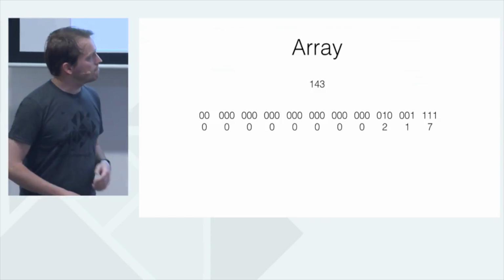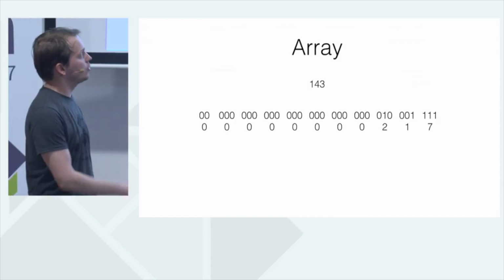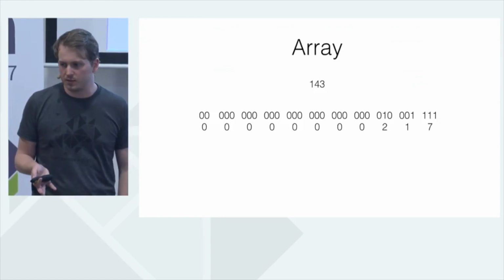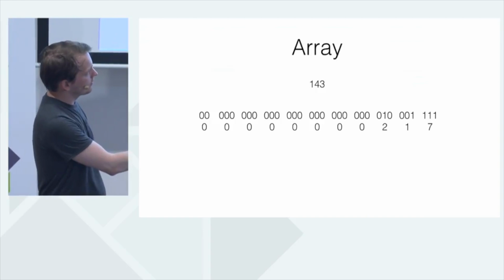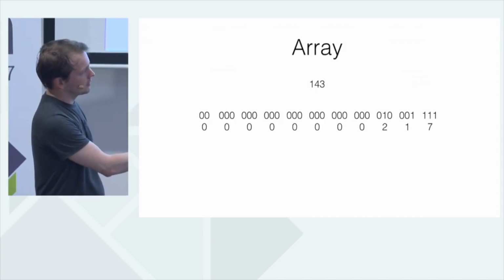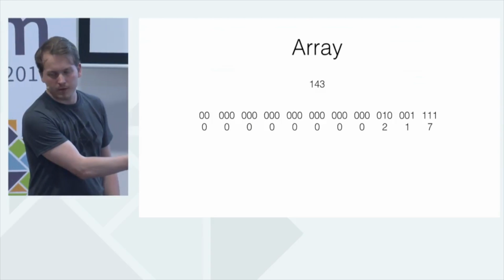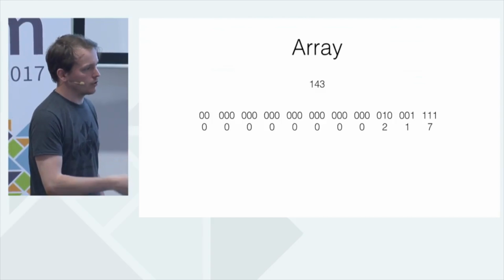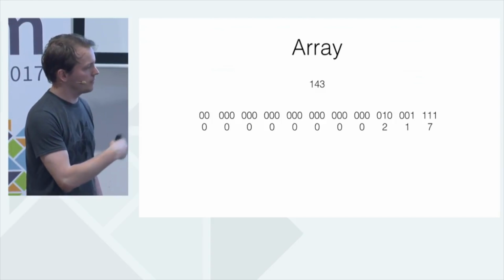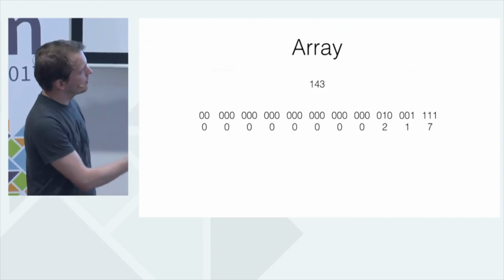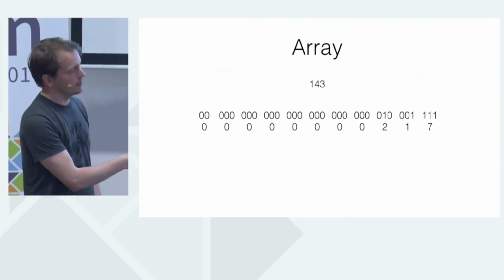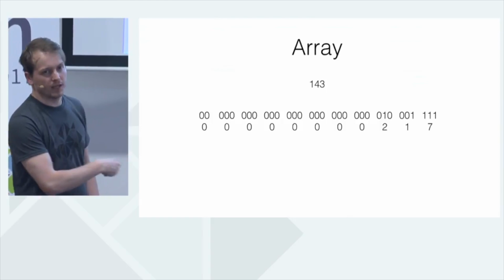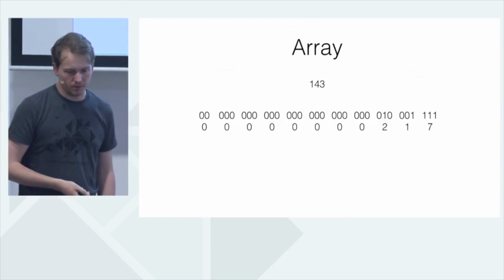So what we do then is say that if you're looking for index 143 in this array, and you're at the top level of the tree, you look at the first 3 bits, and that's going to give you index 7. If the array is big enough, you're going to find a reference to another level of the tree, and then you look at index 1. Then you look at index 2, and then index 0. And then eventually you will find the value that you're looking for.